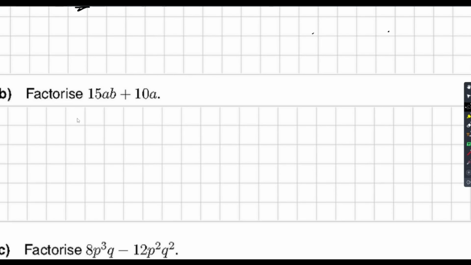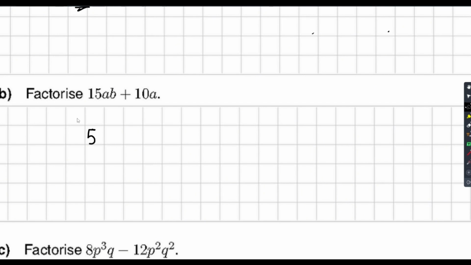We always start with the numbers. So what is the biggest number that's going to go into 15 and 10? It's not going to be 10 because 10 doesn't go into 15. 15 divided by 10 does not work. So the highest number that goes into both 15 and 10 is going to be 5. So we've dealt with the number.